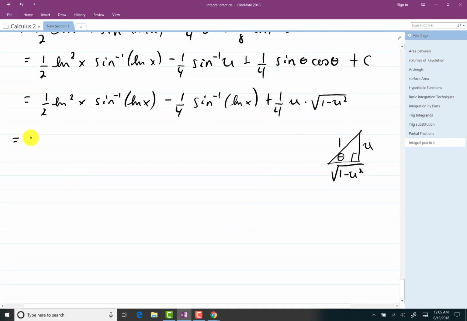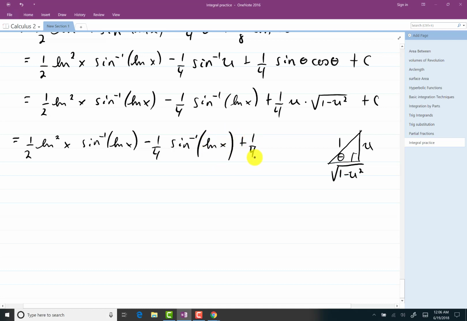So I have 1/2 ln squared x arc sine of ln x minus 1/4 arc sine of ln of x plus 1/4 u, which was ln of x, times the square root of 1 minus ln squared of x, plus c. Let me get to see if I can circle all that.